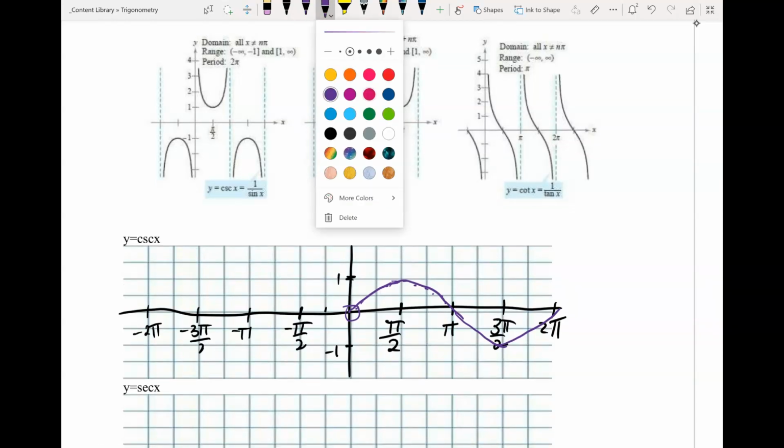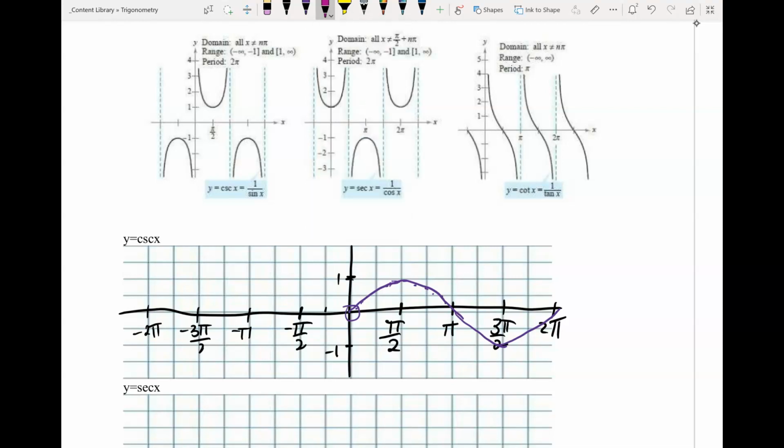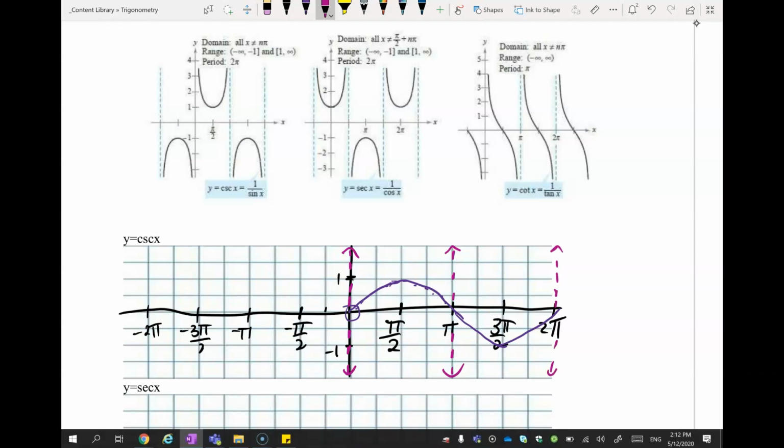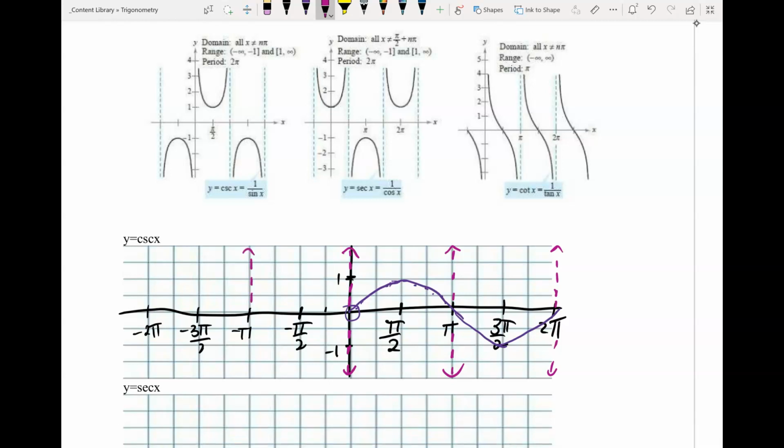So the rule is if you want to use your sine graph to help you draw the secant graph or cosecant graph, you're going to have asymptotes at the zeros. So every time we cross the x-axis, this creates an asymptote. Okay, so that's where our asymptotes are. And there are points that are going to be the same. So every time you hit a max or min, that point is going to be there as well. So this is a maximum, this one's a minimum.